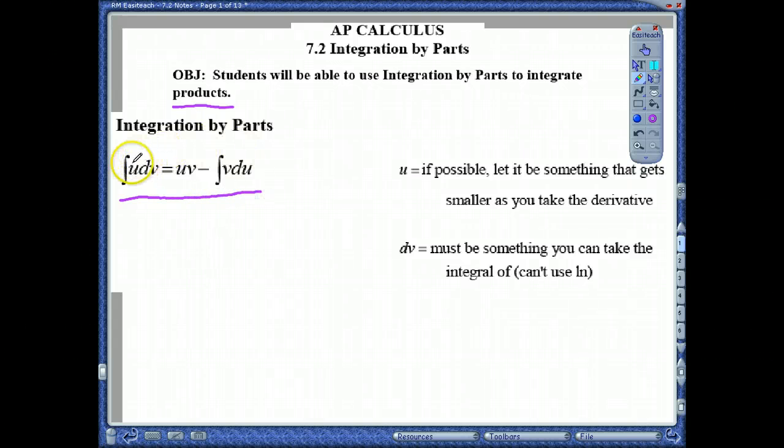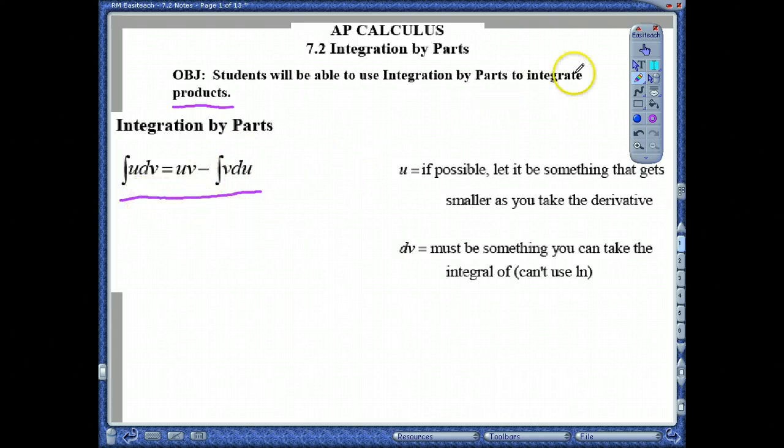Now, this isn't a typo. You're looking at the original integral as U times dV. That's going to equal U times V minus the integral V du. And hopefully this V du integral will be something we can integrate.